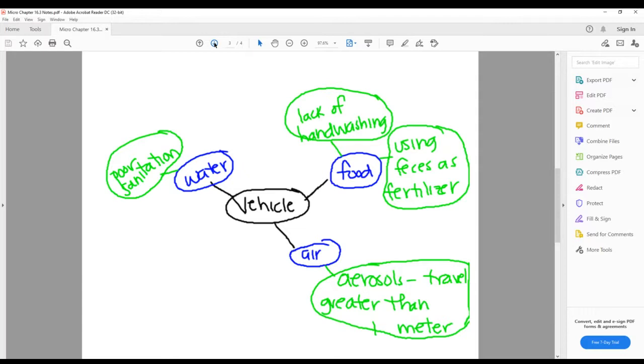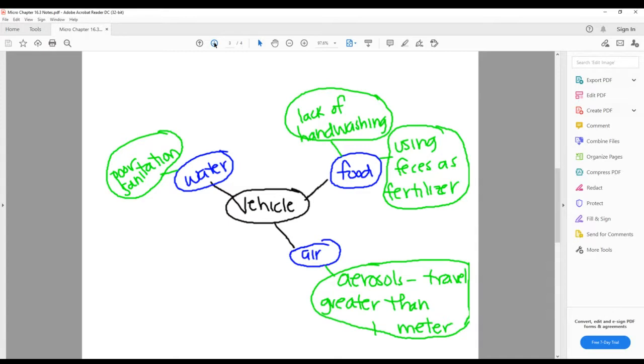And then we have air, and we talk about airborne transmission. I want you to keep in mind here that droplets are not airborne. Airborne transmission occurs through what we call aerosols. These are much smaller particles of pathogens, bacteria or viruses, that can remain in the air. They can hang in the air with water droplets or with dust, and they're going to travel a distance of greater than 1 meter.